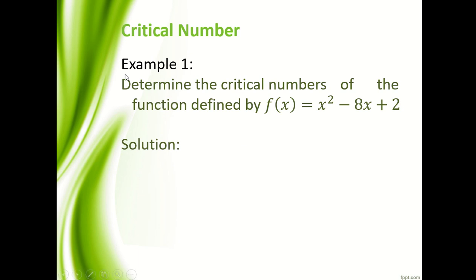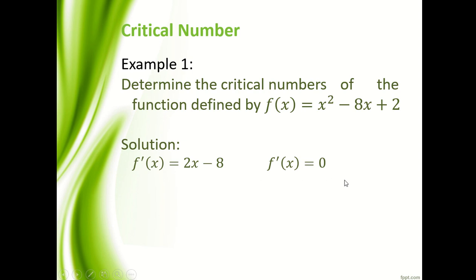For example, determine the critical numbers of the function defined by f of x equal to x squared minus 8x plus 2. So what we're going to do is just solve for f prime of x using the differentiation rule. So we have the derivative of x squared, that is 2x, derivative of 8x equal to 8, then derivative of 2, a constant, is 0. So that's why we have f prime of x equal to 2x minus 8.